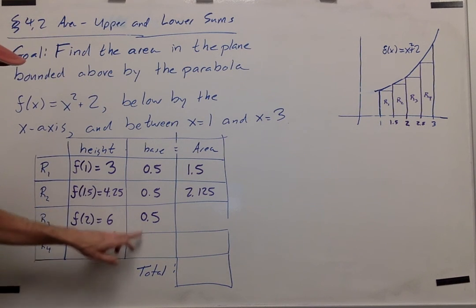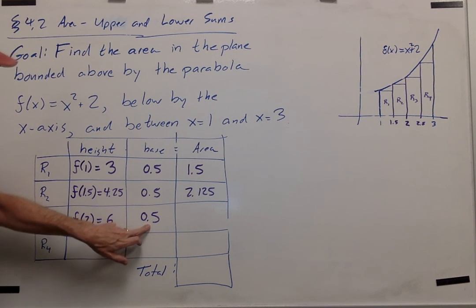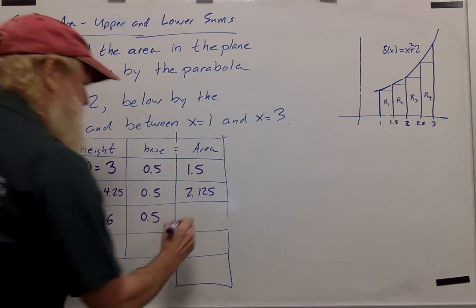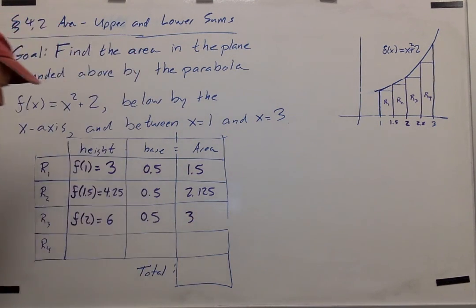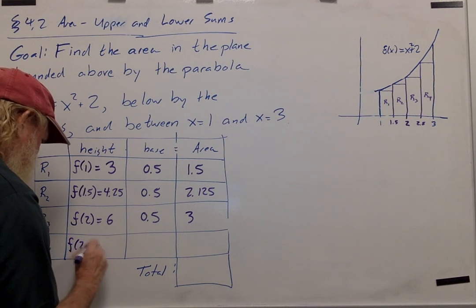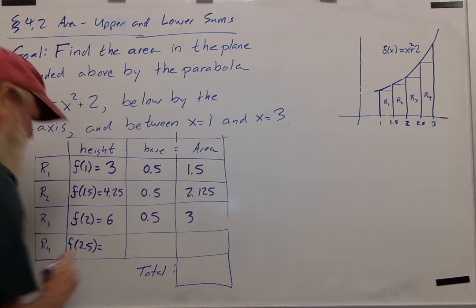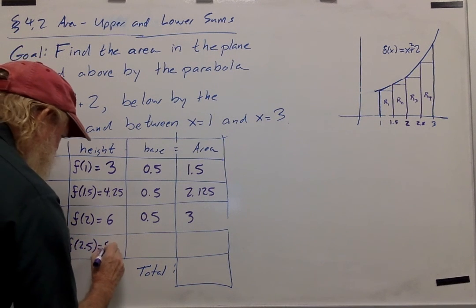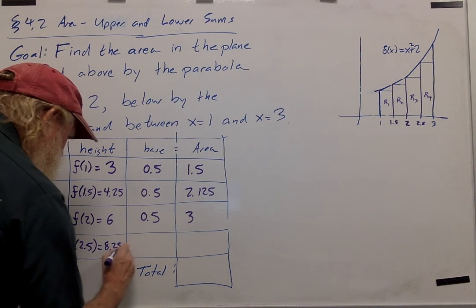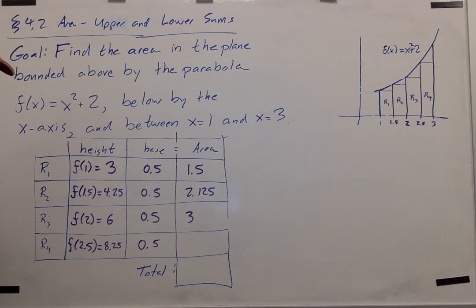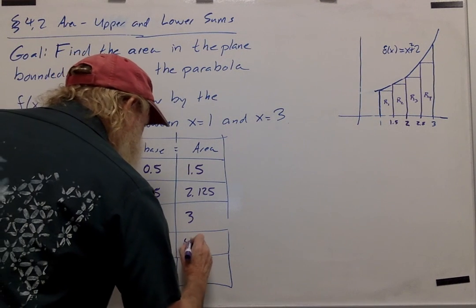If you have filled in the chart, then you should have found that the base of this rectangle was 0.5, and that the area was 6 times 0.5, or 3. And for the last rectangle, the height was f of 2.5, which is 8.25. The base, once again, was 0.5, and then the area was 4.125.